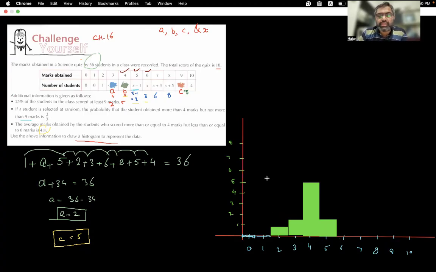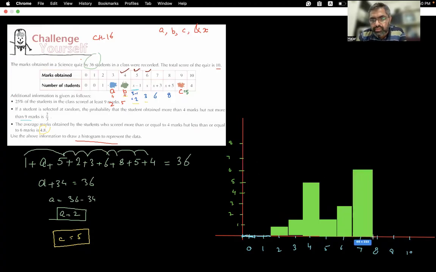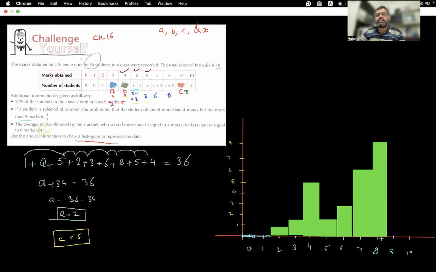So for 6 marks, we have got 3 students. So make a bar of height 3. For 7, we have got 3 plus 3, 6. So a bar of 6. So 6 comes here. Let's try to draw it well, like this. So for 8 marks, there are 8 students. The maximum number of students have got 8 marks. So we draw like this, right? So this is the bar for 8. Actually, it should be almost equal size. It should be exactly equal size.